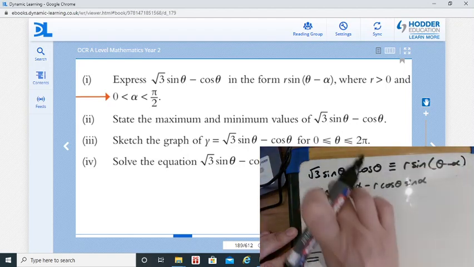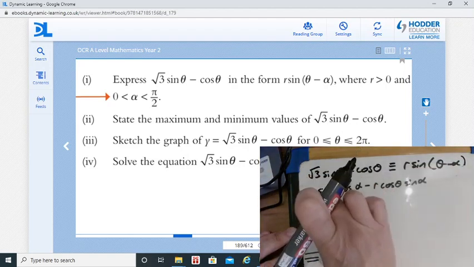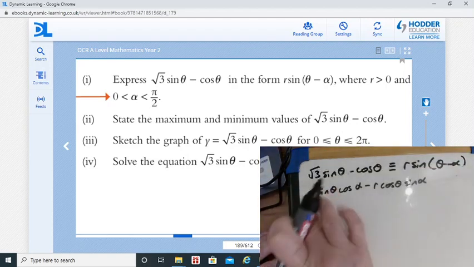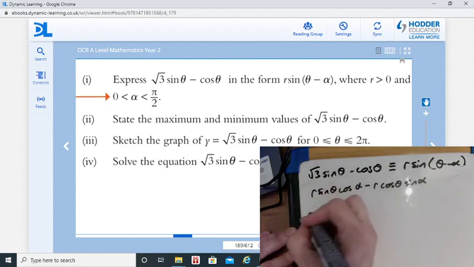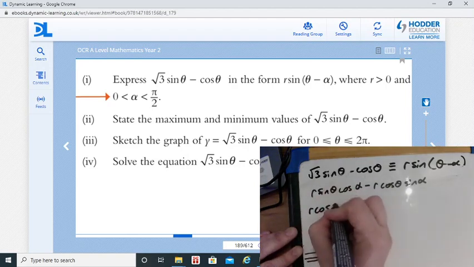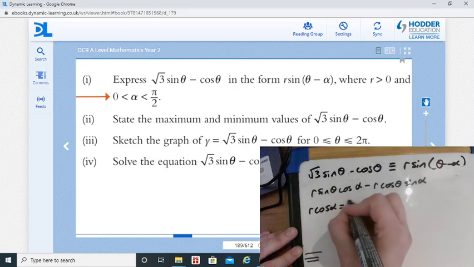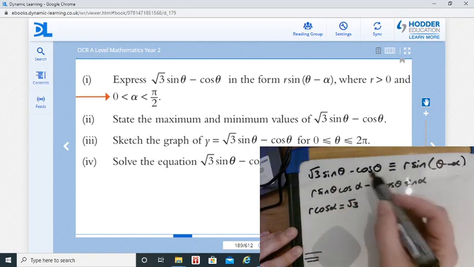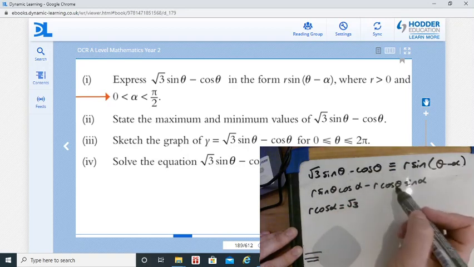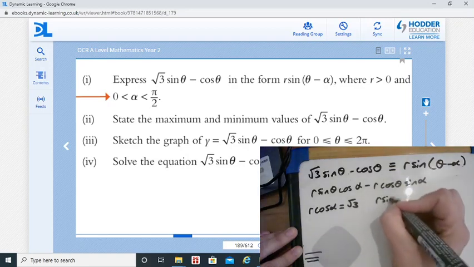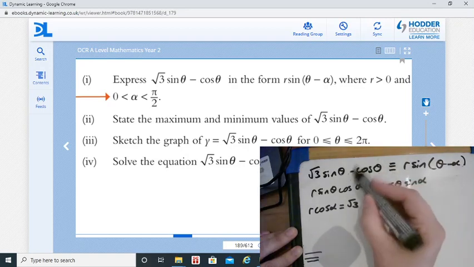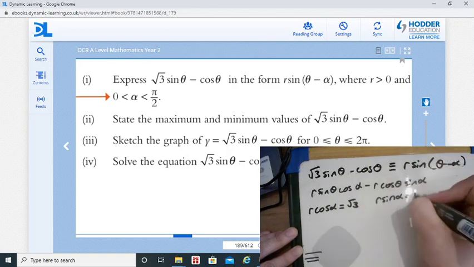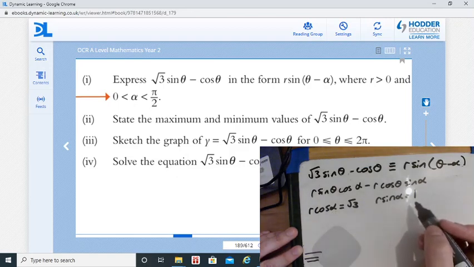I've got a sine and I've got a sine, so they match up. That means this root 3 must be the same as the leftovers. So r cos alpha must equal root 3. Same thing here. So r sine alpha must equal what? Well, there's nothing here. What's the invisible number where we don't have 1? It's 1.